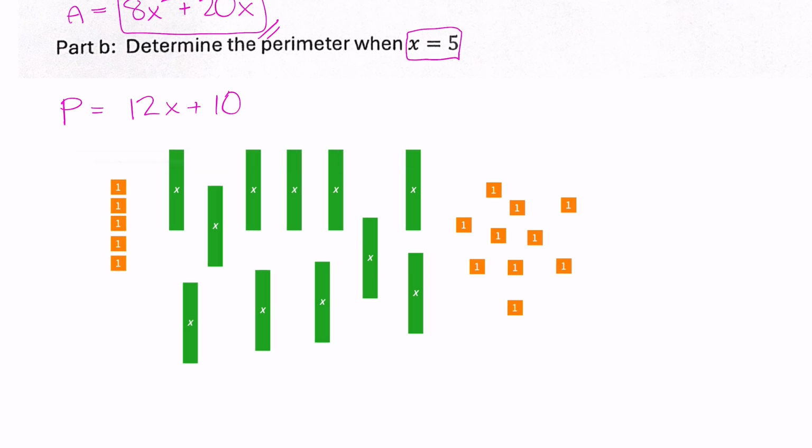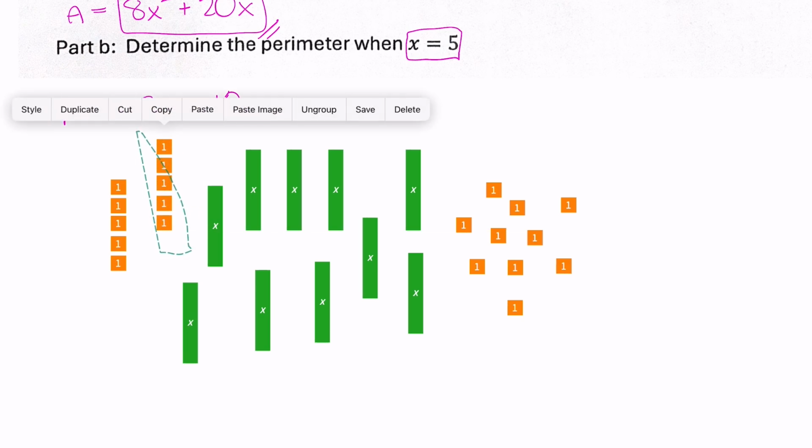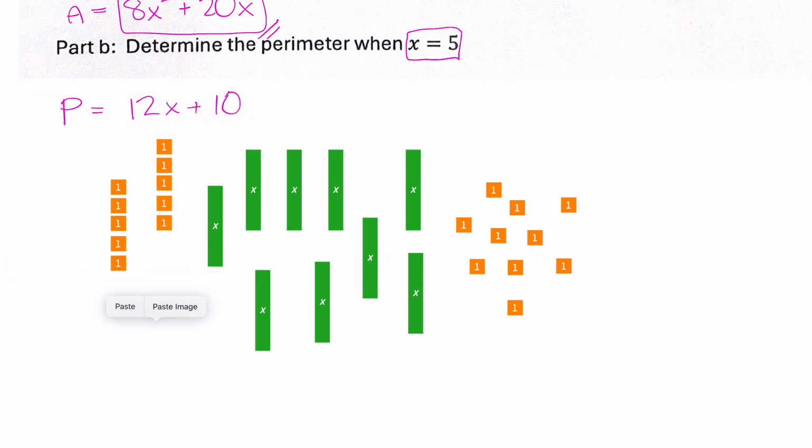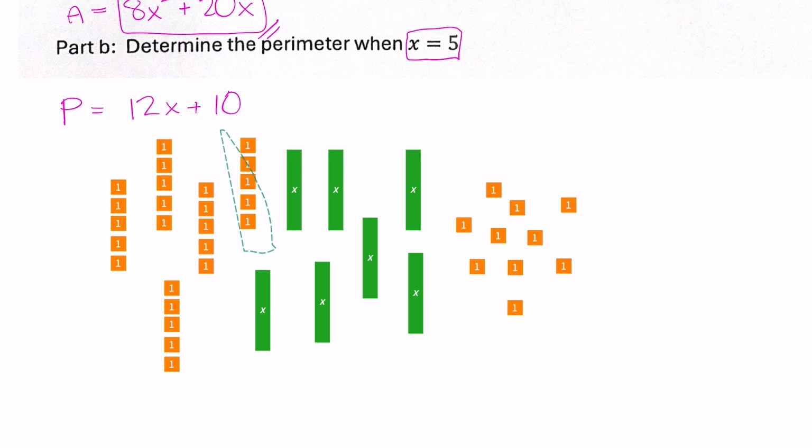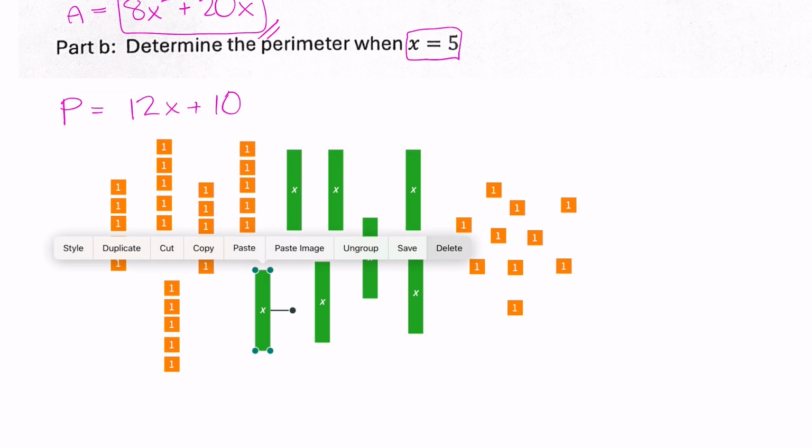Same likewise for all of them. This is going to be deleted and replaced with 5. This x is going to be replaced with 5. Why? Because x is 5. I'm telling you now, instead of x, you have 5. Instead of x, you have 5.